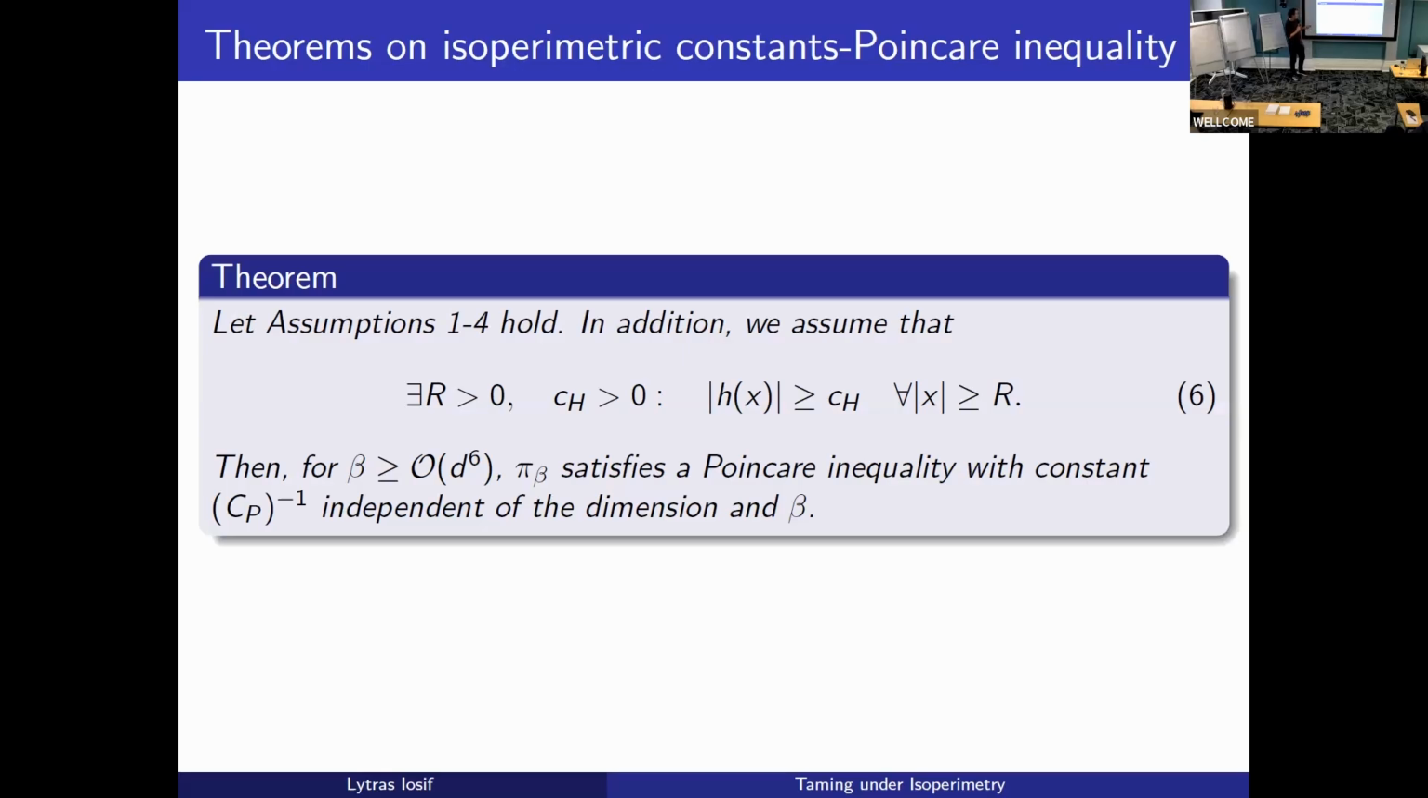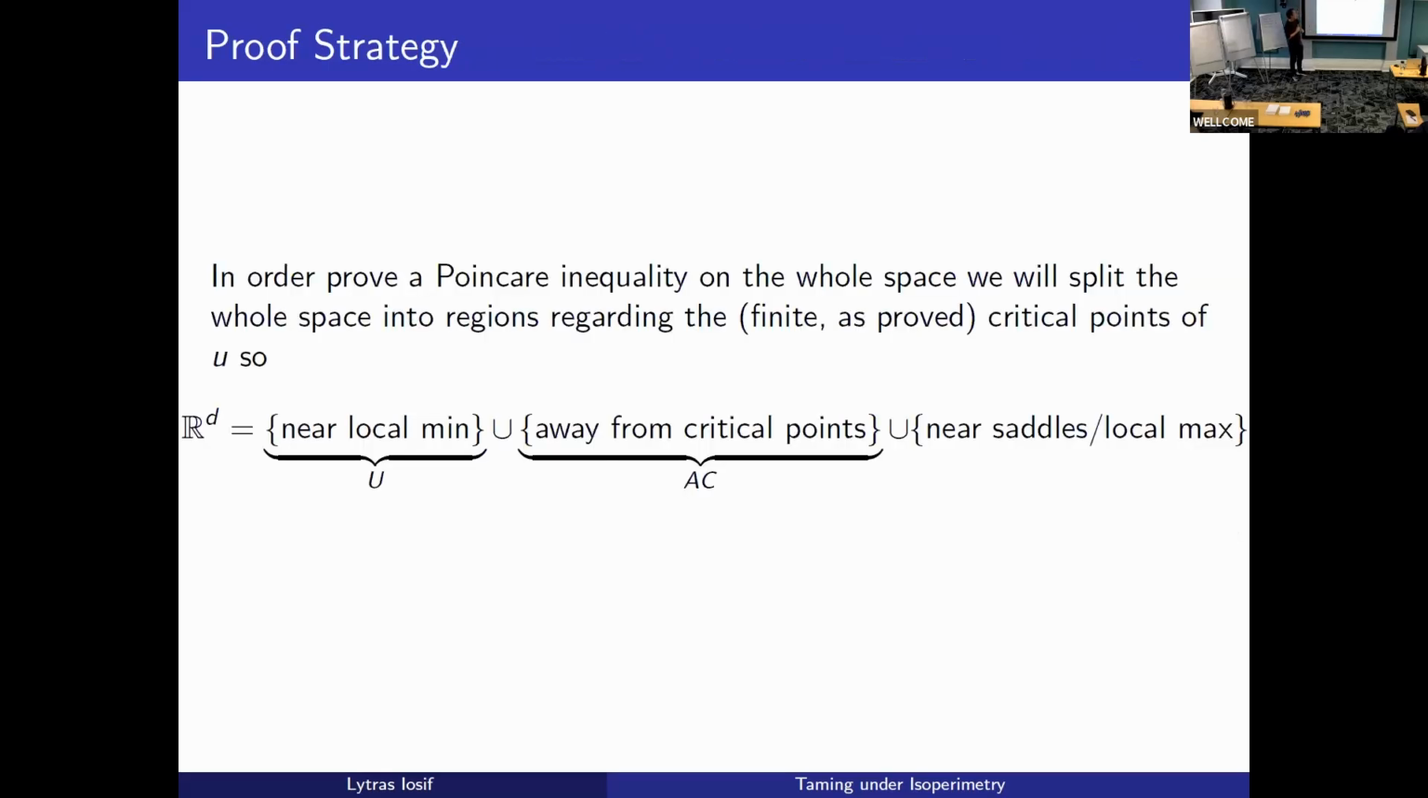So how to prove this? And here we'll have the discussion of why we need this unique local minimum. So we split the domain in 3 regions: near the local minimum, away from the critical points, and near the saddle points.